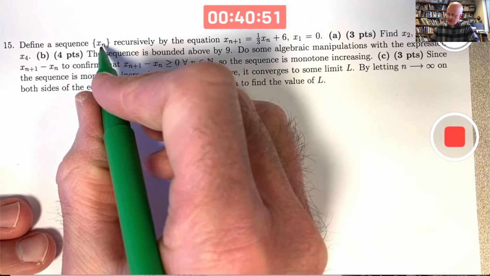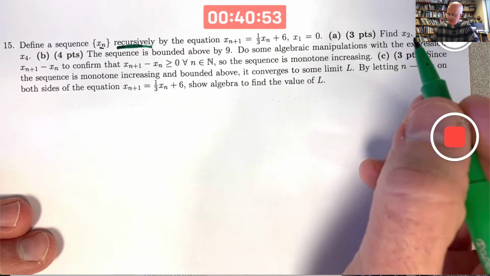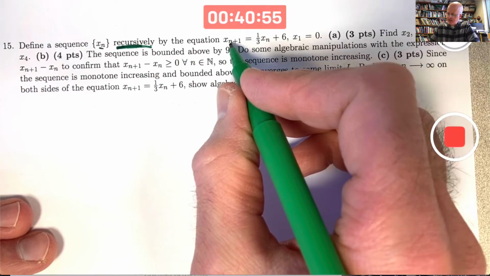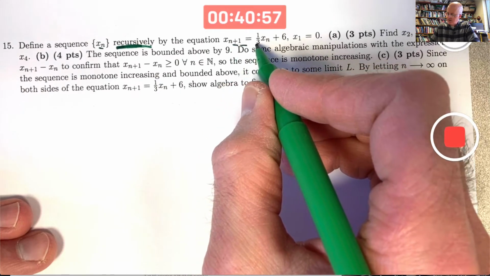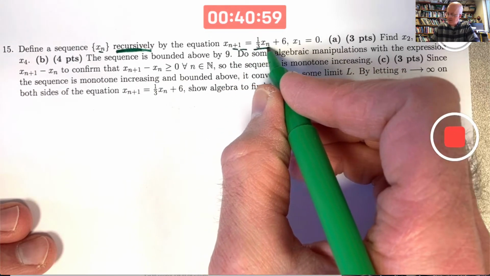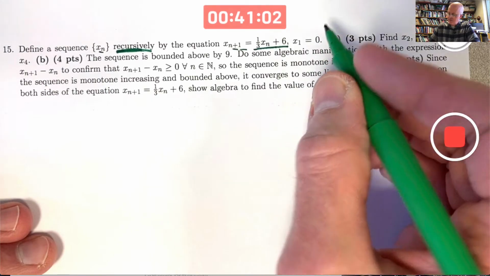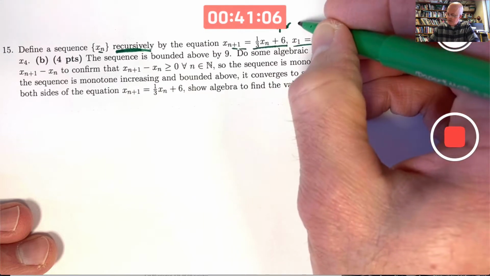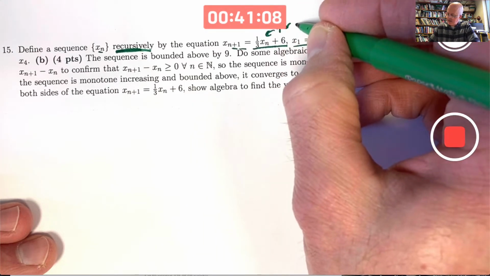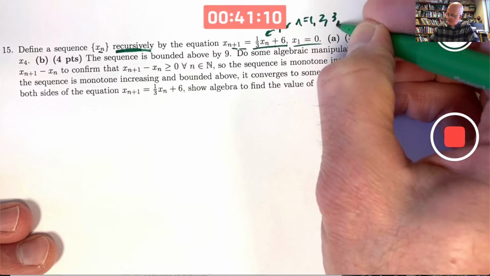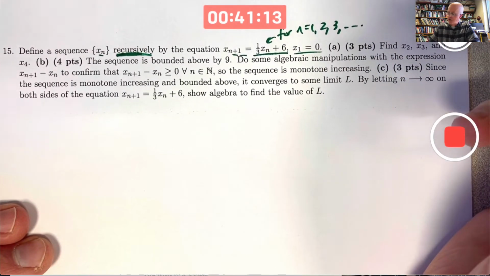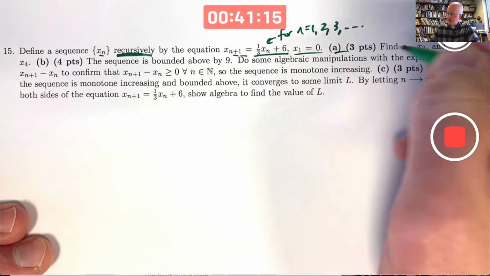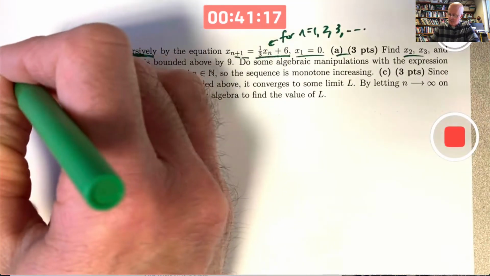Number 15 is a bit more computational. Define a sequence xn recursively by this equation: x sub n plus 1 equals, in terms of the previous value, 1/3 x sub n plus 6, starting with x1 equal to 0. This equation is true for n equals 1, 2, 3, etc. It's a recursively defined sequence. Part A is just computational. Find x2, x3, and x4.